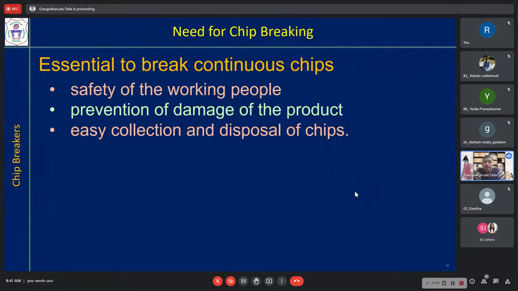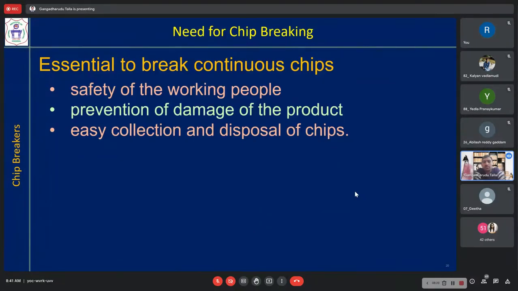Now, prevention of damage to the product. Once it is machined, its surface should not be disturbed. But if a long chip is there, it will come in between the tool and the workpiece, and it may damage the surface finish of the machined component.